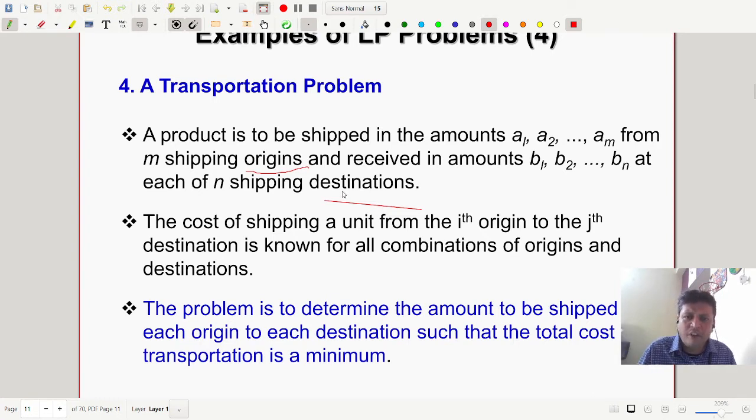So there are some manufacturing units, there is some production. So actually cold drinks are manufactured at those origins and there are some destinations. So you have to transport those M units of products to that destination. They have some capacity, they have some requirement. So this is a transportation problem actually. So here also you can apply your linear programming model. I will discuss everything later on.